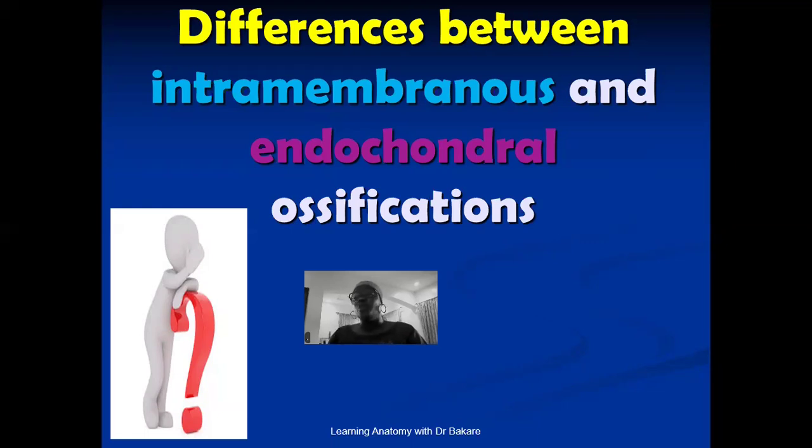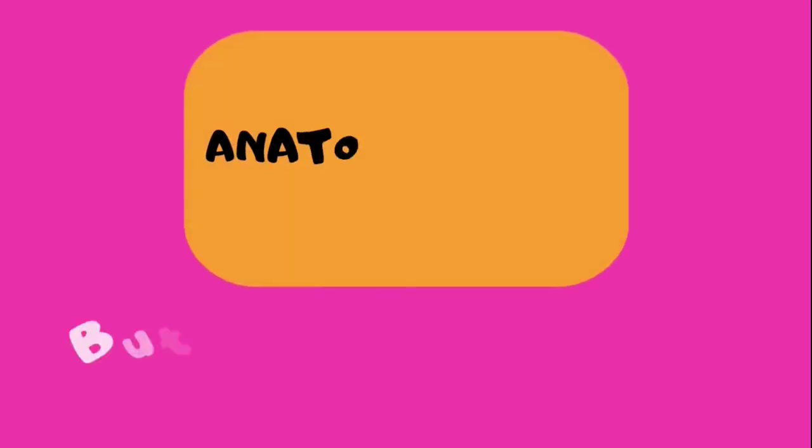In this lecture, we will be highlighting the differences between intramembranous ossification and endochondral ossification. I've put up the lecture on bone ossification. If you've not checked that lecture out, please kindly go and do so. But for the purpose of this class, we will be putting the differences between these two types of ossification in a tabular form, so that it will be easy for us to highlight in case we are asked during examination.